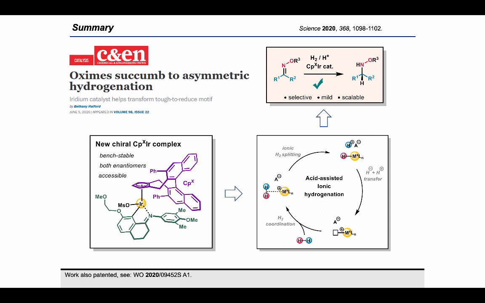And this was possible thanks to the design of a chiral iridium catalyst, capable of operating at room temperature under highly acidic conditions. Of practical utility, this complex is air and moisture stable and equally accessible in both enantiomeric forms.